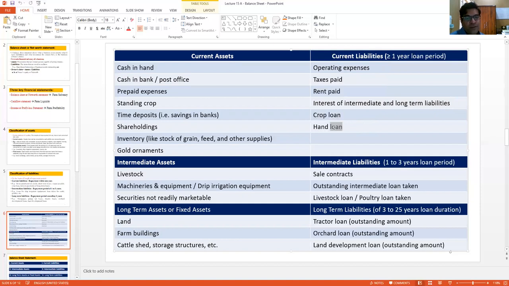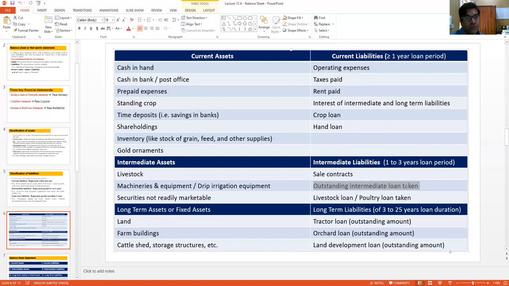We have a hand loan taken from uninstitutional sources. Crop loan taken from institutional sources. All come under current liabilities if the farmer is able to repay within 1 year. Then liabilities which stand for 1 to 3 years time duration are called intermediate liabilities. Example, sale contracts which the farmer has made. Then outstanding intermediate loan taken.